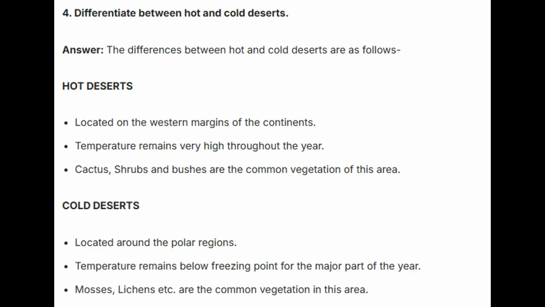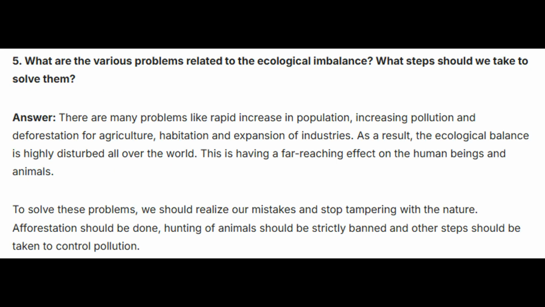Cold deserts, first, are located around the polar regions. Second, temperature remains below freezing point for the major part of the year. Third, mosses, lichens, etc. are the common vegetation in this area. Fifth, what are the various problems related to the ecological imbalance? What steps should we take to solve them?